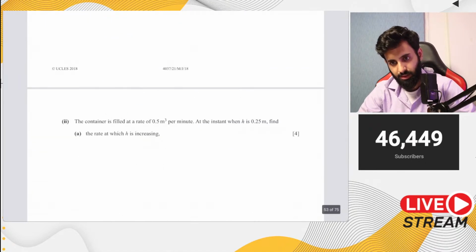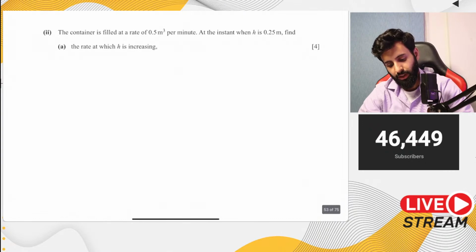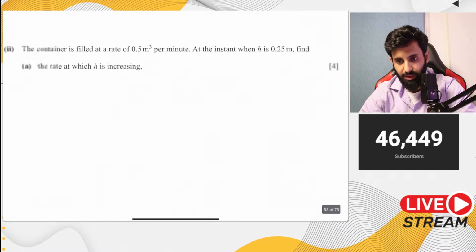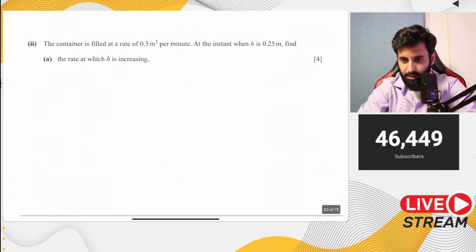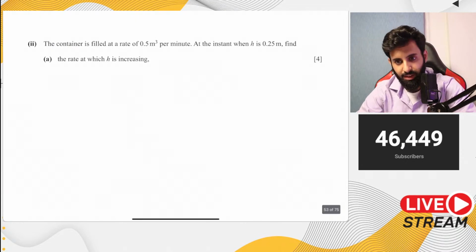Great. Now here's part 2. Part 2 says the container is filled at a rate of 0.5 meter cube per minute.